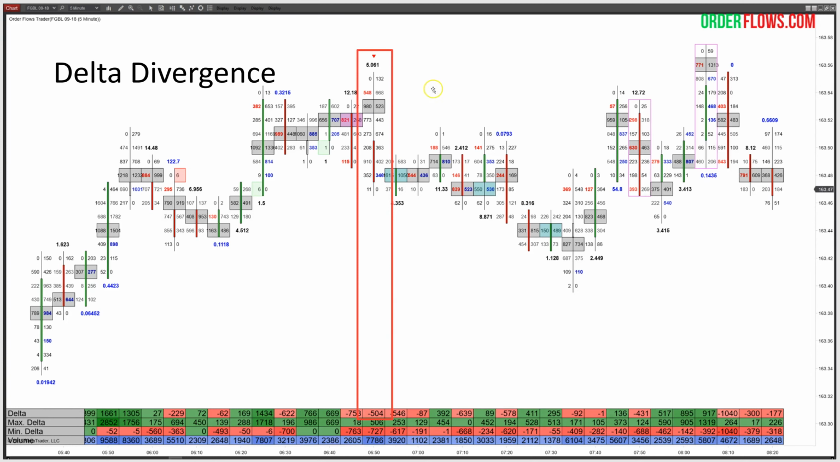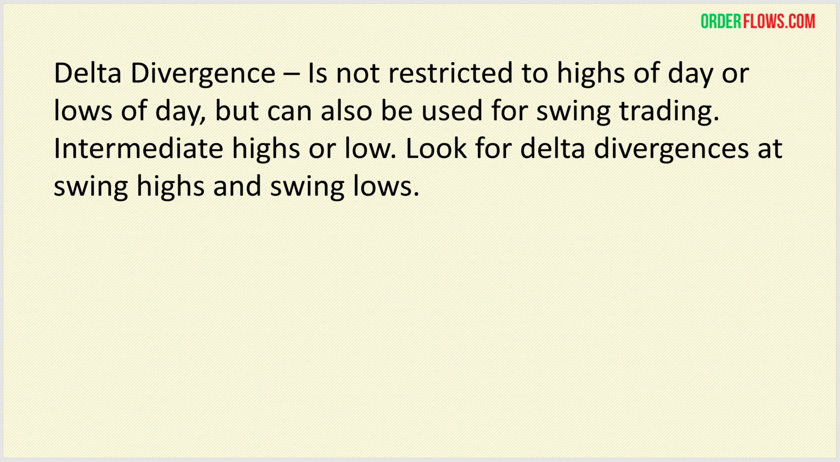Here's another example. New or equal high, negative delta, red candle, the market sells off. What people sometimes don't realize is that delta divergence is not necessarily restricted to highs of the day or lows of the day. You can use it if you're a swing trader, right? If you're looking for intermediate highs or lows, look for divergences at swing highs or lows.